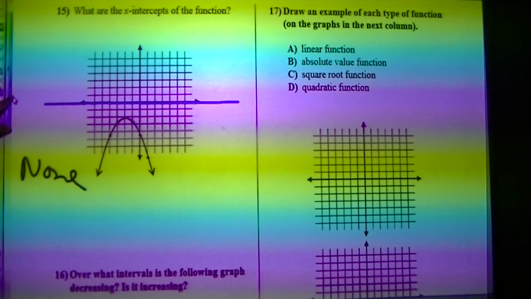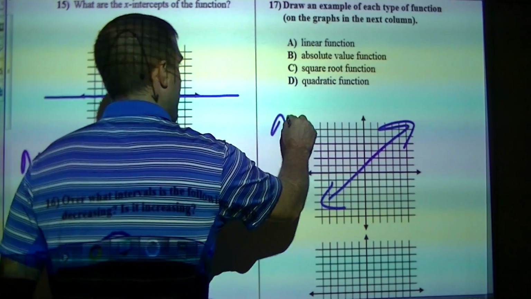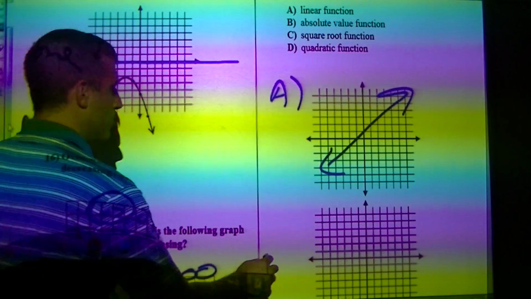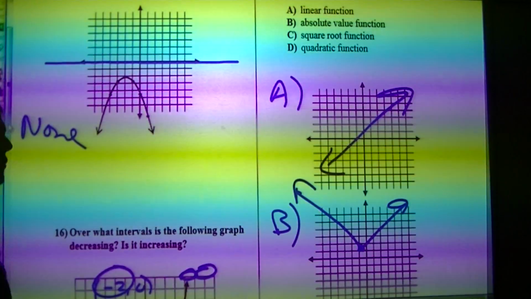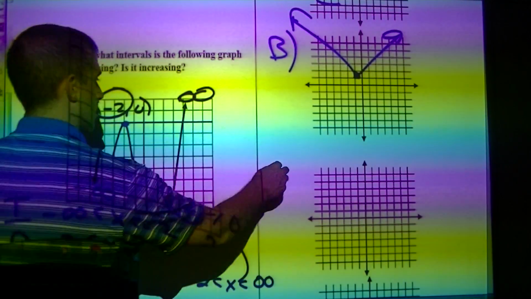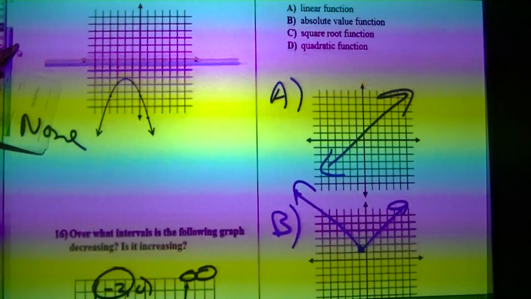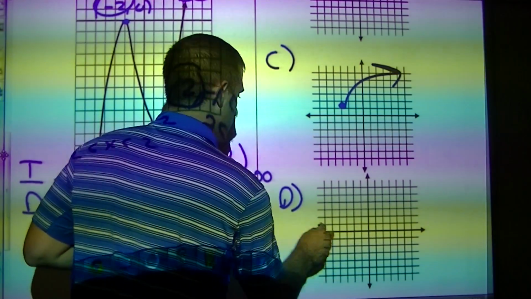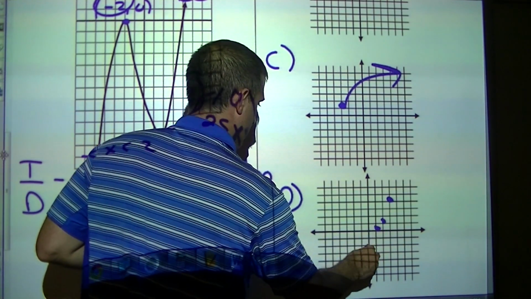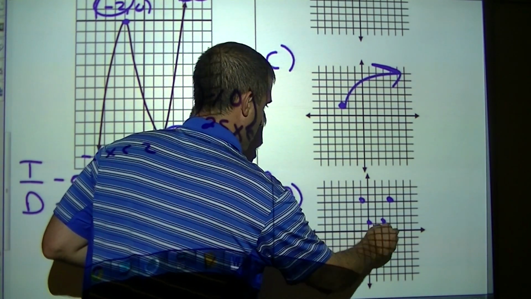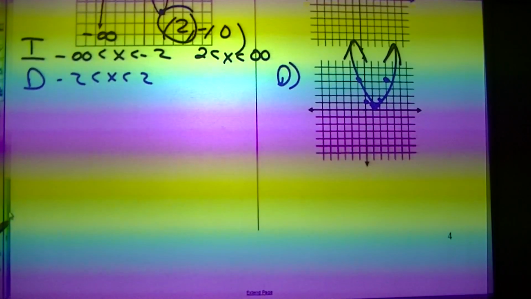Okay? Draw an example of each type of function. A linear would be a line. So we'll label that A. An absolute value is a V. We'll label that B. A square root is a point with something like that. And a quadratic is a U shape. Okay. Just make sure it has a U shape to it. Okay, pretty simple there. That's almost a recall type question.